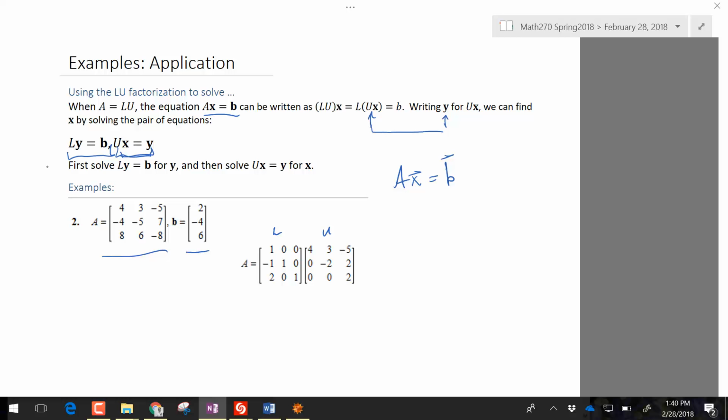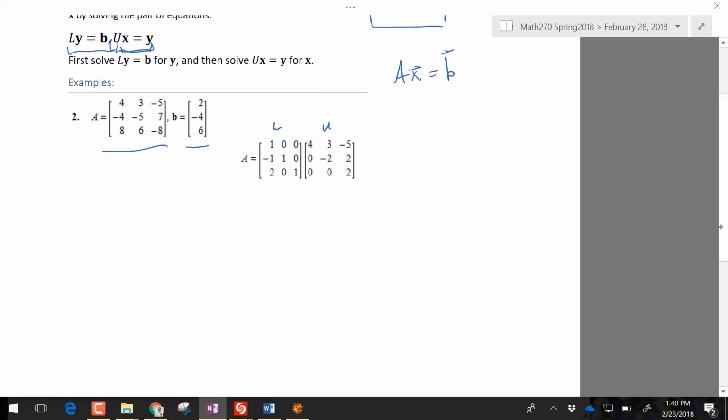All right, let's give it a try. In this particular problem, we have A and B, and this is LU. So we want LY equals B, and then UX equals Y.